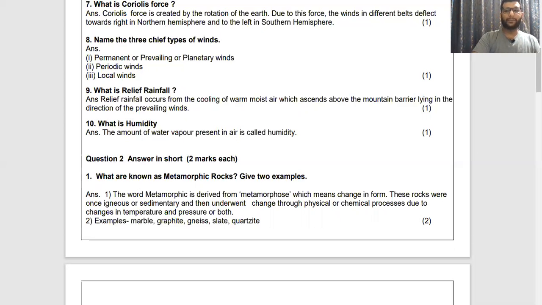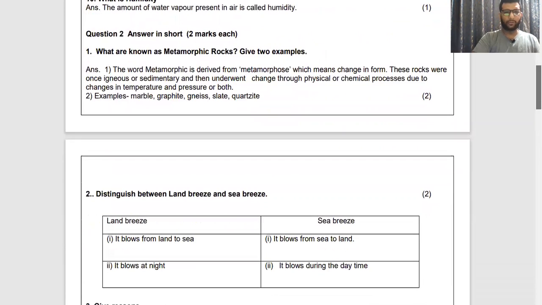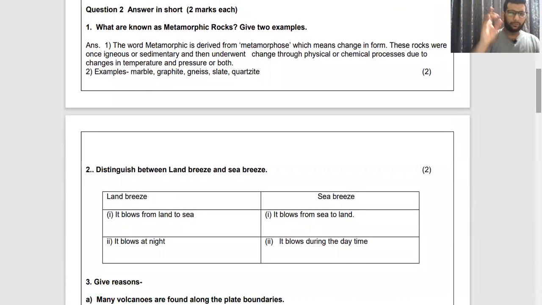Let's move on to the very next question. The next question says answer in short, that's for 2 marks each. So we begin with the very first one. What are known as metamorphic rocks? Give 2 examples.